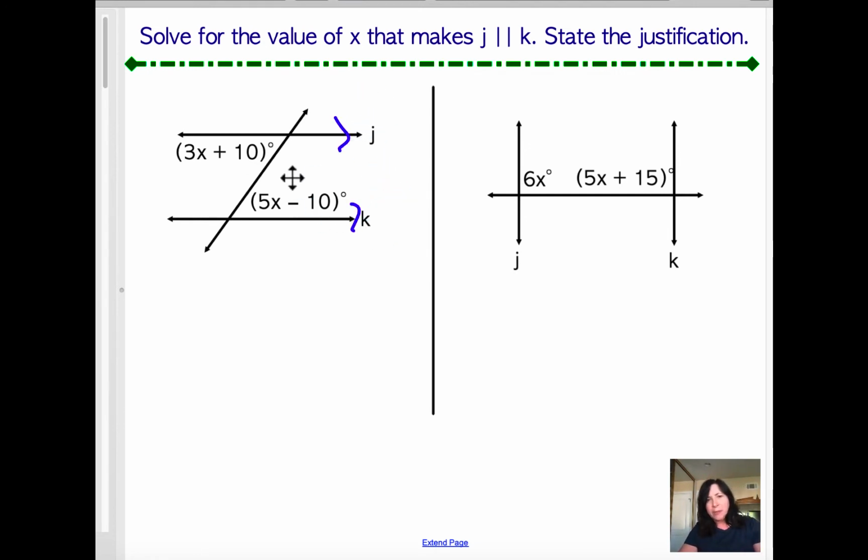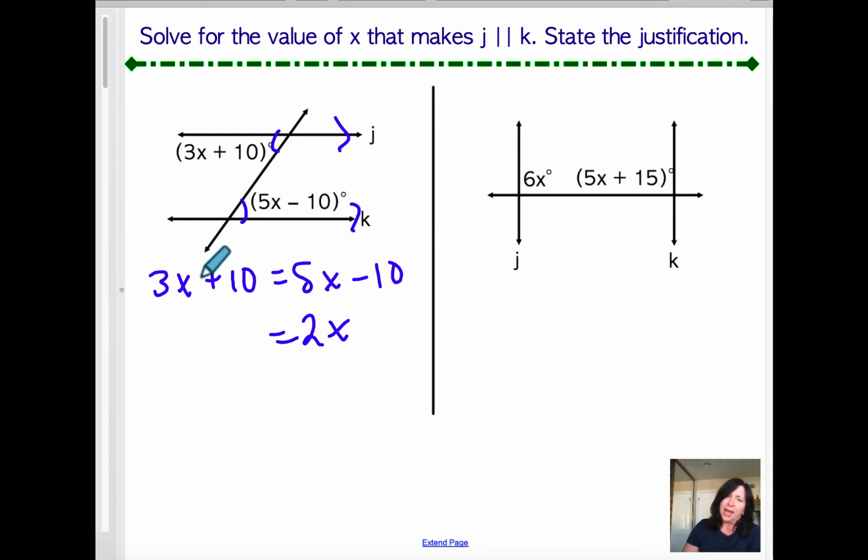Well, these would be parallel if they were alternate interior angles and if the angles were equal to each other. So I need to find x, plug it back in, make sure that the equations work, and then see if that's accurate. So if they were alternate interior angles, those would be congruent. I would get the equation 3x plus 10 equals 5x minus 10. I'm going to subtract 3x. I'm going to get 2x on this side. I'm going to add 10. I'm going to get 20 on that side. I'm going to divide by 2. I get x equals 10.